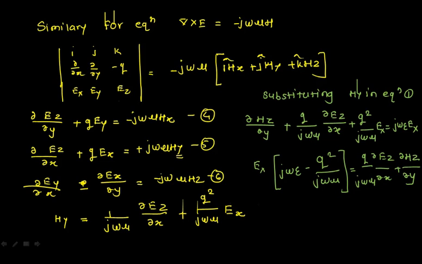Now what I'll do, I'll multiply both the sides with jωμ. So if you multiply it with jωμ, this j·j will be minus 1, ω²με. Okay, so just I'll write here, so Ex(−ω²με − γ²).